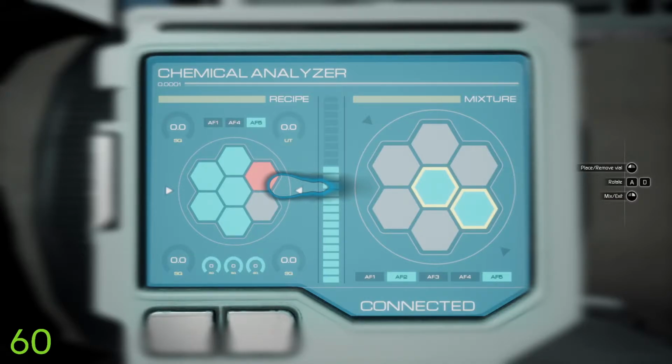The vials I found won't be enough to make the compound. There must be more of them around here. Ah, okay, I see. Okay, so it's an interesting little mini puzzle. Oh, that's not what I wanted to do.